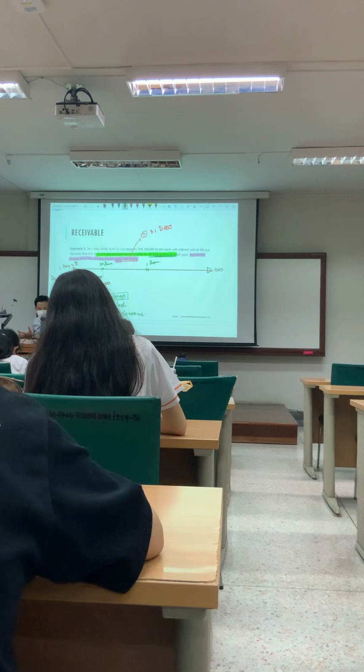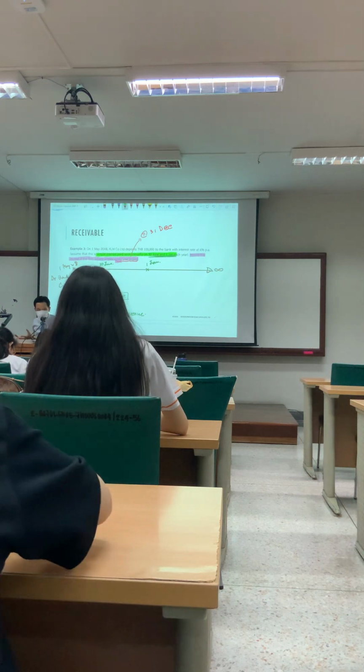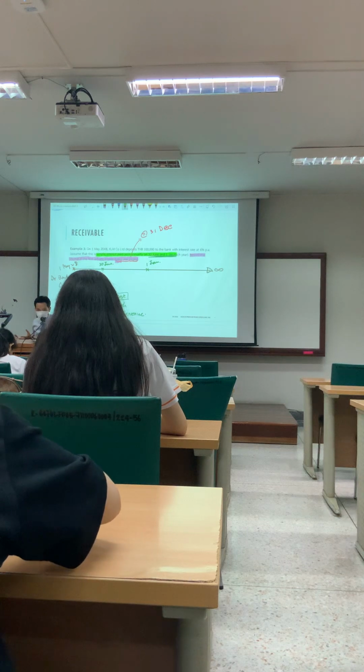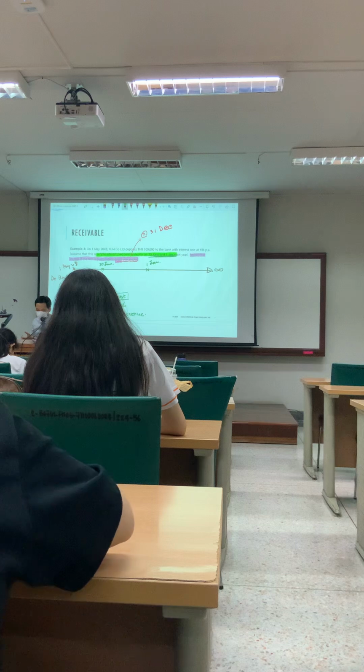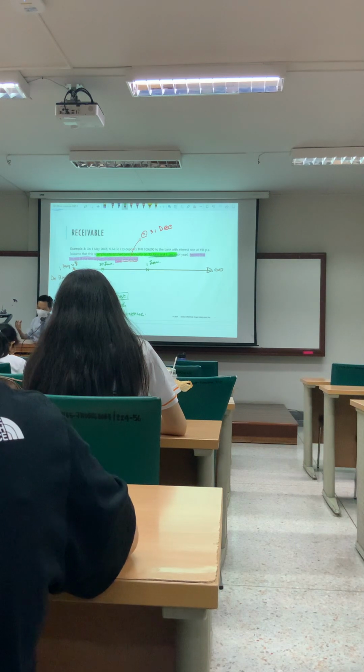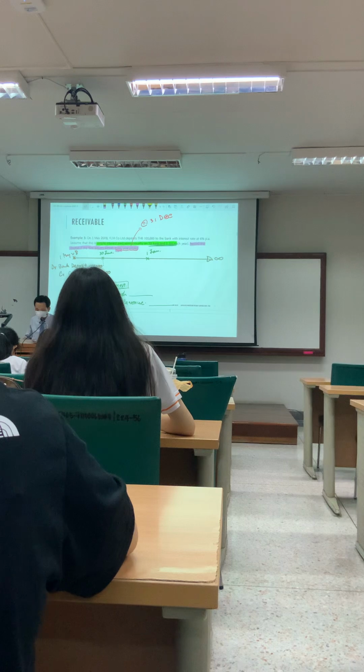Because I receive the interest from the bank. It can be categorized as revenue from our companies. I receive the interest from the bank. Now, how much do I have to put here?